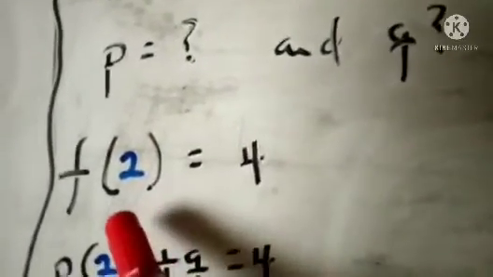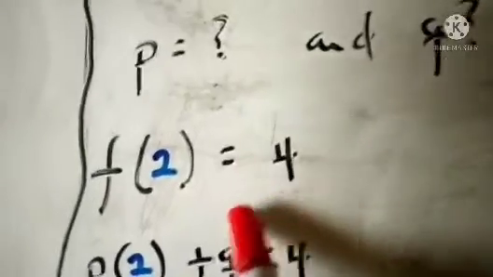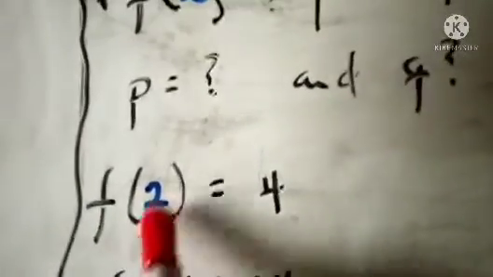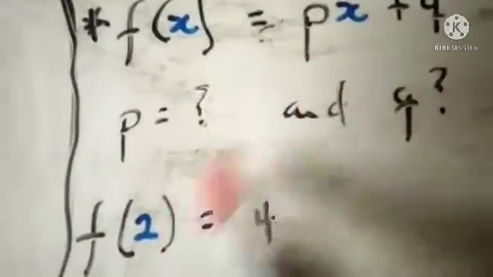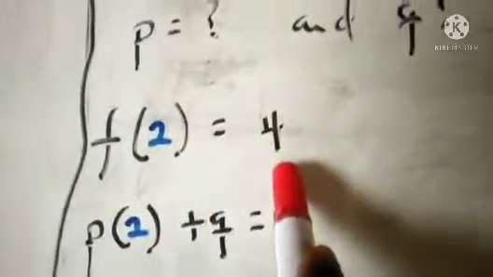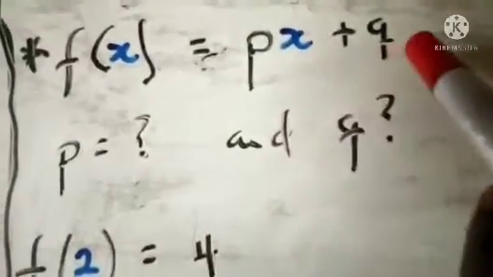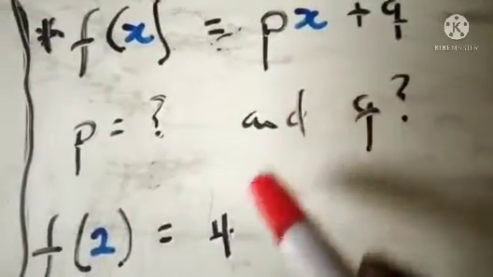But this is another piece of information that we have been given in the question. They say f of 2 is equal to 4. What it means is that when I plug 2 inside this machine, is that okay? When I plug 2 inside the machine, it will give me what? 4. Right? So that is the machine over there. The machine is ps plus q.